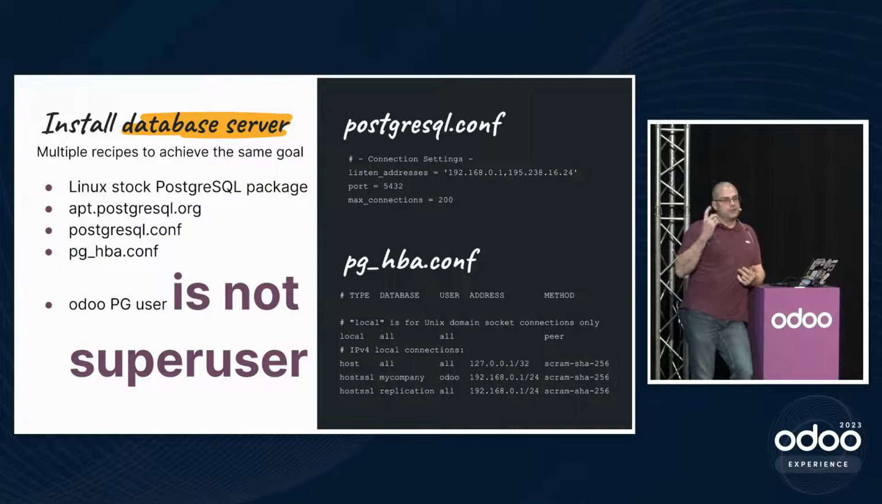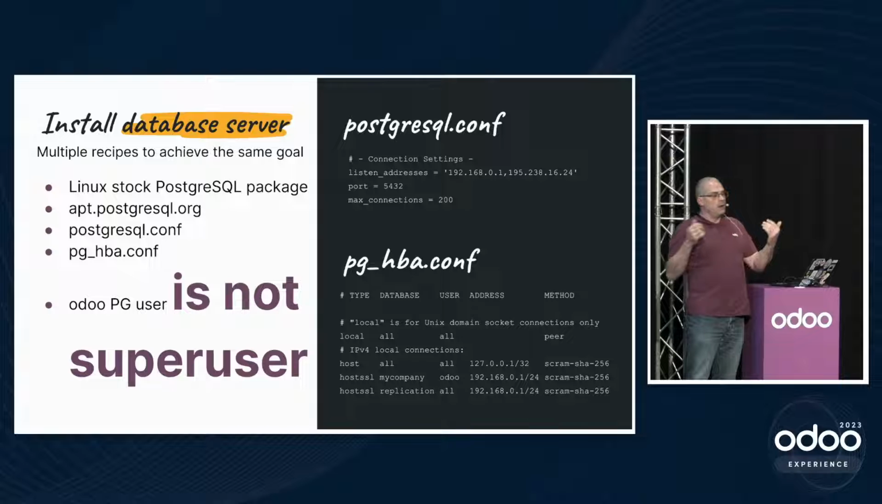When time comes to install your database server, you again have multiple recipes to achieve this. Either you use the stock PostgreSQL database server supplied with your distribution, or you can also use apt.postgresql.org. The difference between the two is when you have the latest LTS Ubuntu, you can use either PostgreSQL 14, which is supplied with the latest LTS, or PostgreSQL 15.